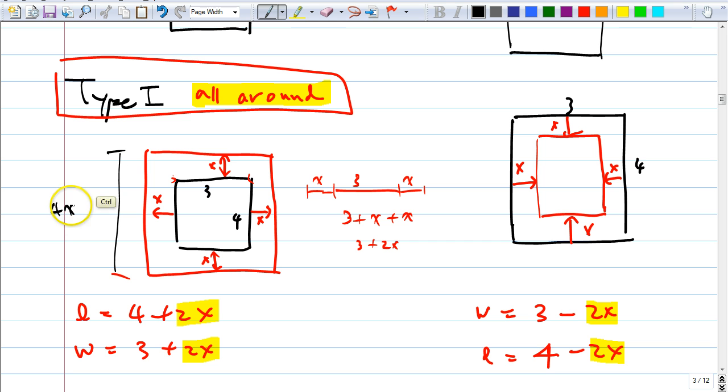Everybody okay with this? Yeah. 4 plus 2x. Right, from here to here, Samuel, is what again? Are you okay with that?